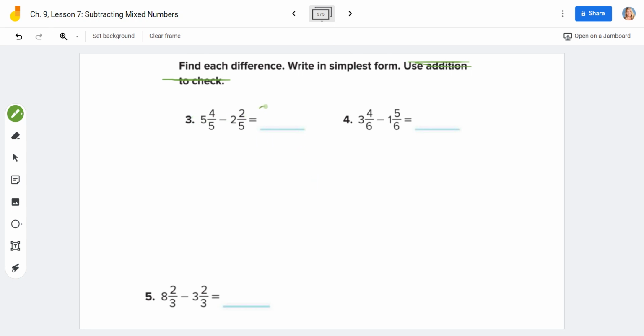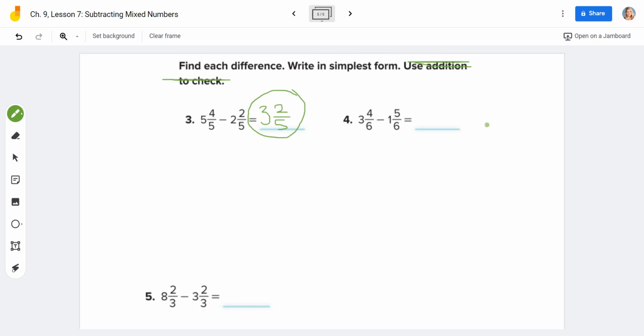5 minus 2 is 3. 4/5 minus 2/5 is 2/5. I know 2/5 is in simplest form because 2 and 5 are both prime, which means they only like 1 in themselves. So they only share 1 as their greatest common factor. So my answer for number 3 is 3 2/5.